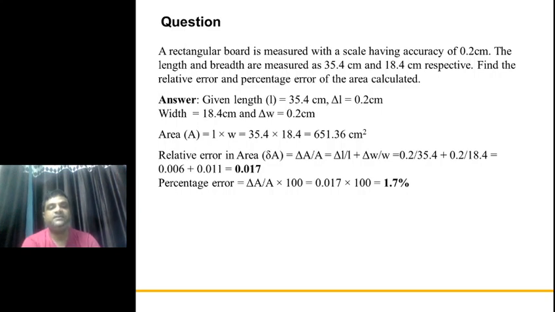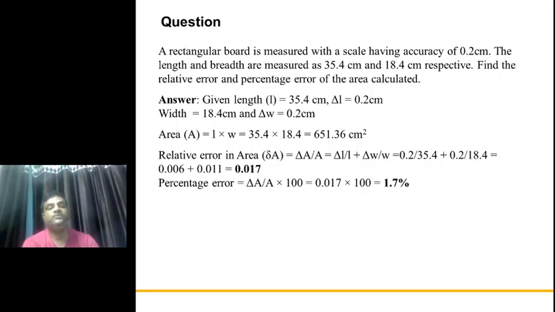Then the relative error is equal to delta A upon A, that is equal to delta L upon L plus delta W upon W, that is equal to 0.017. It means the percentage error is 0.017 into 100, equal to 1.7. So it is less tricky than the previous questions.